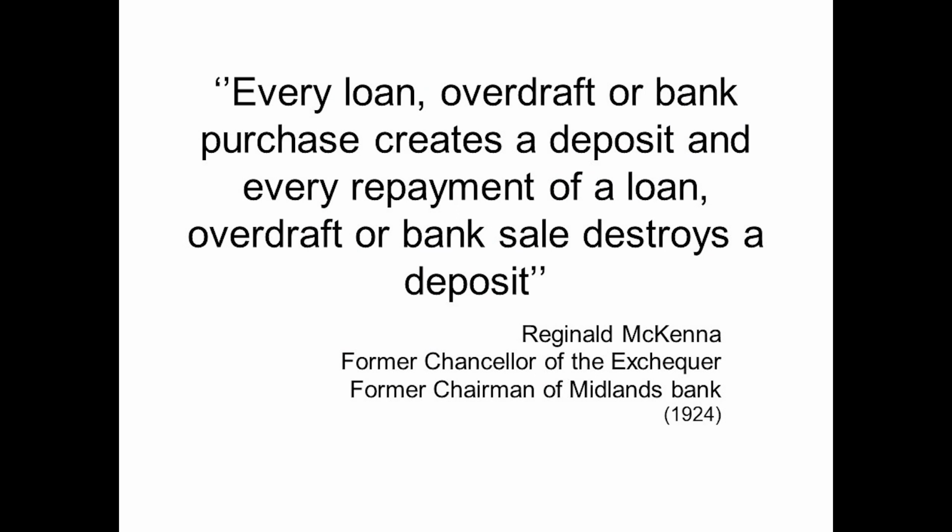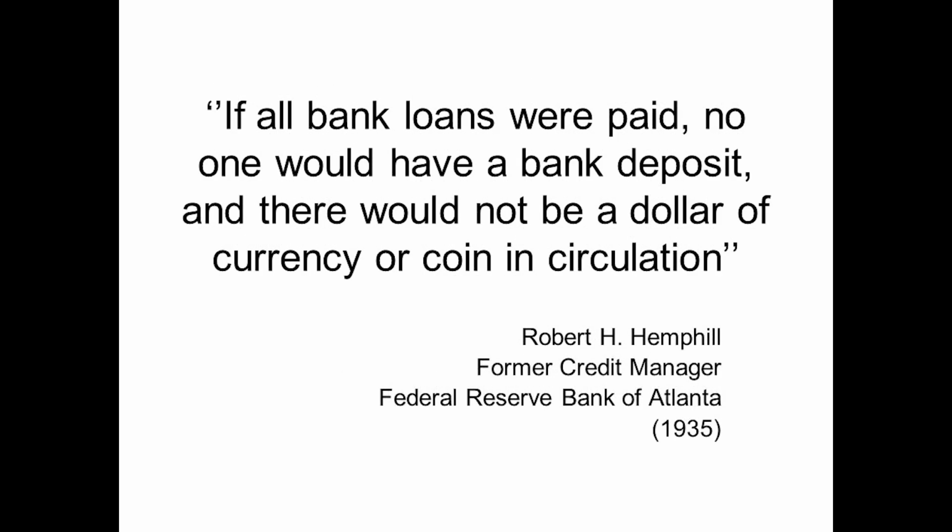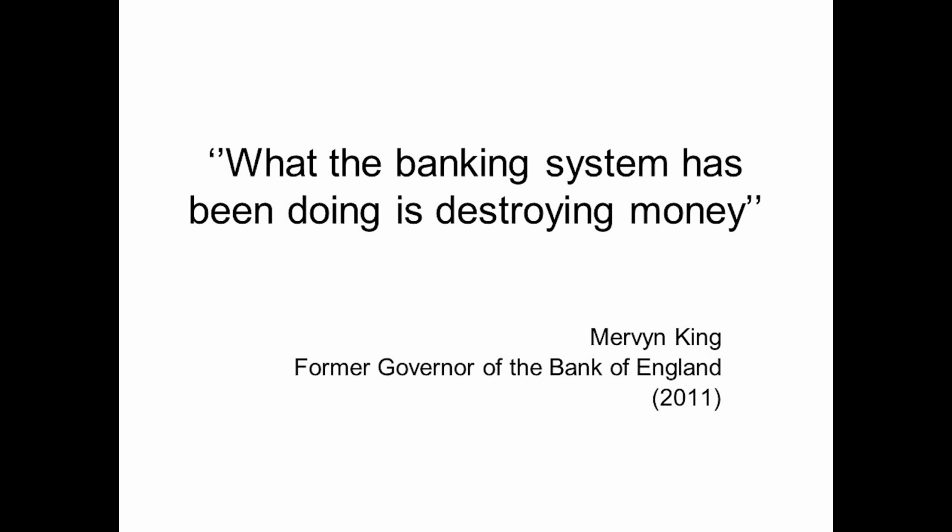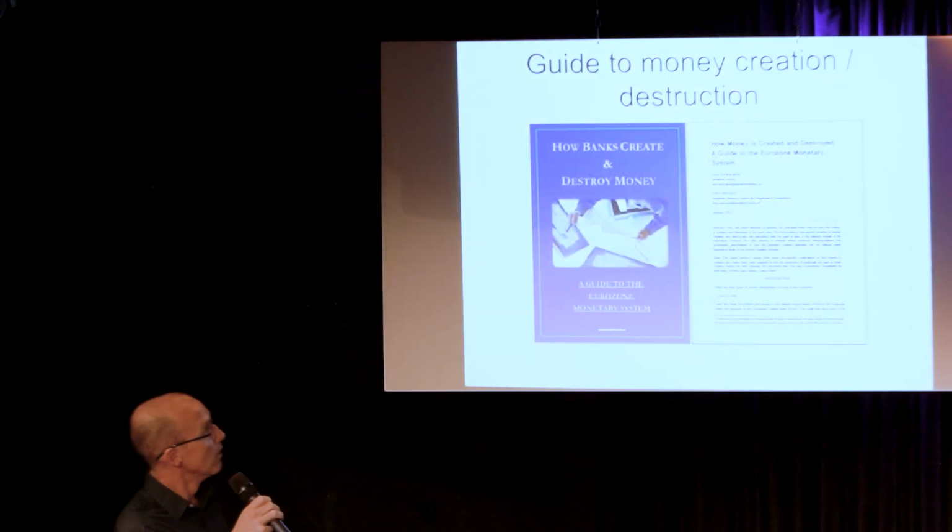So some examples again. Every loan, overdraft, or bank purchase creates a deposit, and every repayment of a loan, overdraft, or bank sale destroys a deposit. If all bank loans were paid, no one would have a bank deposit, and there would be not a dollar of currency or coin in circulation. And finally, Mervyn King again, on what the banking system has been doing: destroying money.